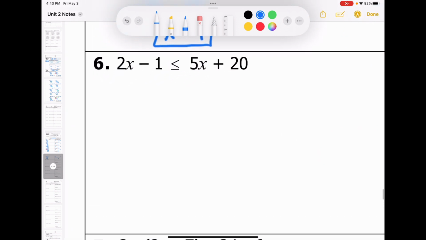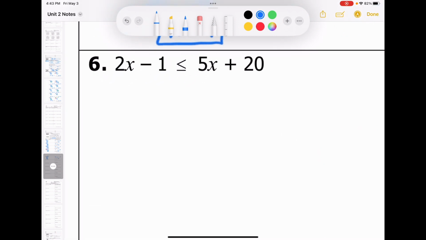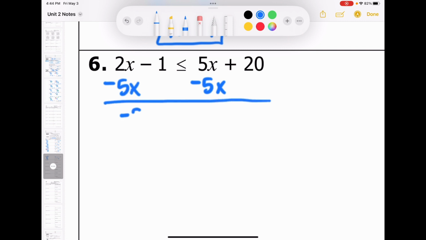All right, number 6. 2x minus 1 is less than or equal to 5x plus 20. So I need to move all my letters to the left side. So to move that positive 5x, I'm going to subtract 5x from both sides, which gives me negative 3x. Then everything else I bring down.